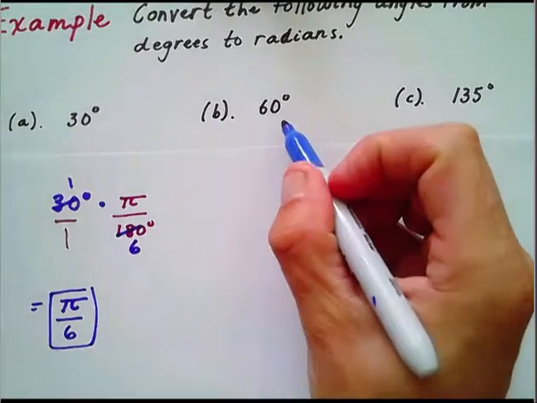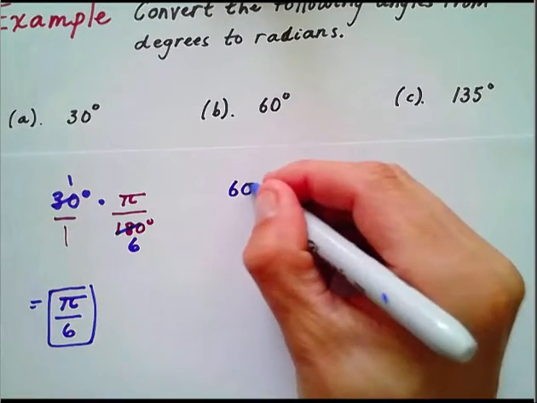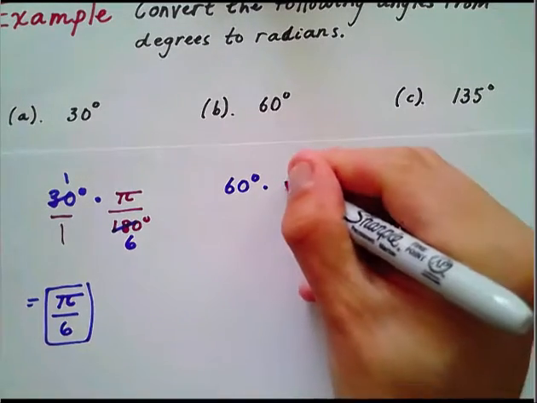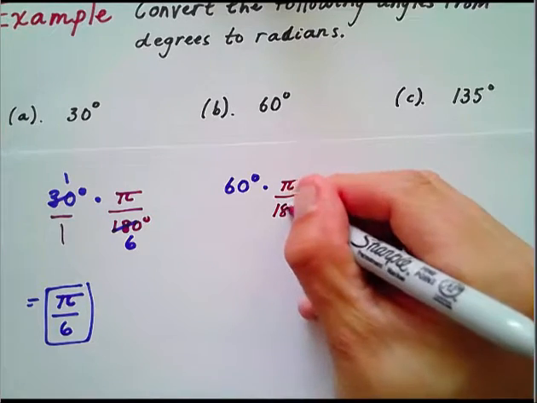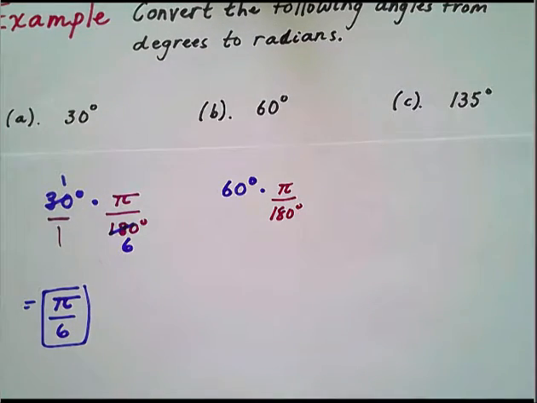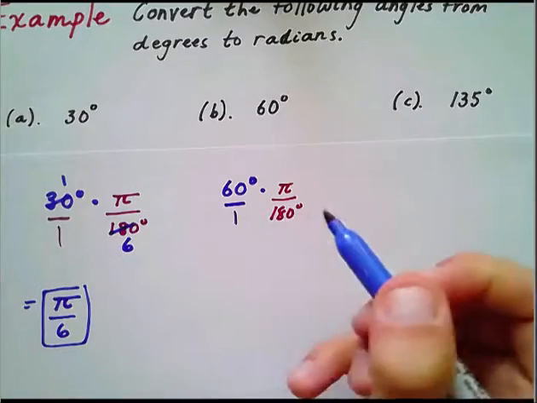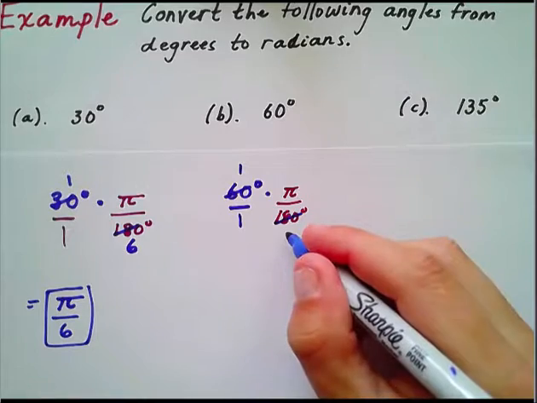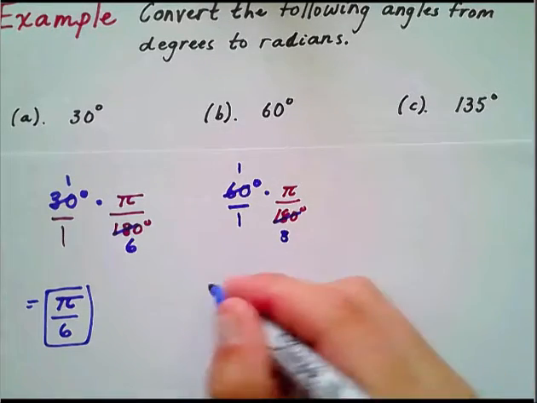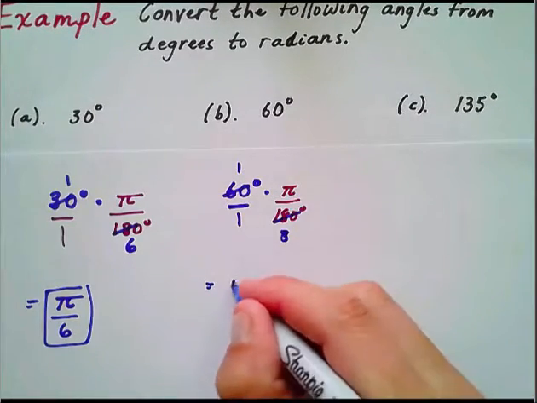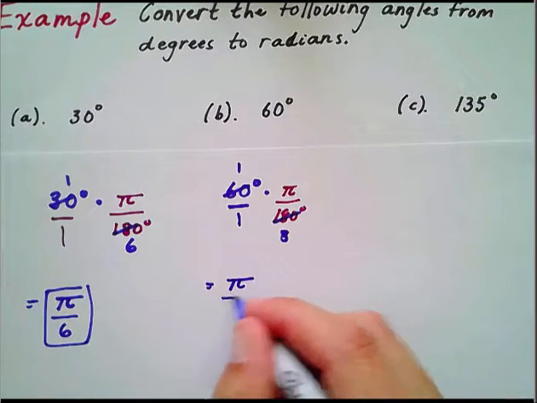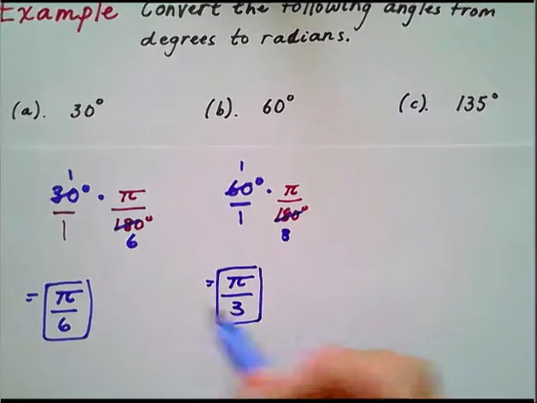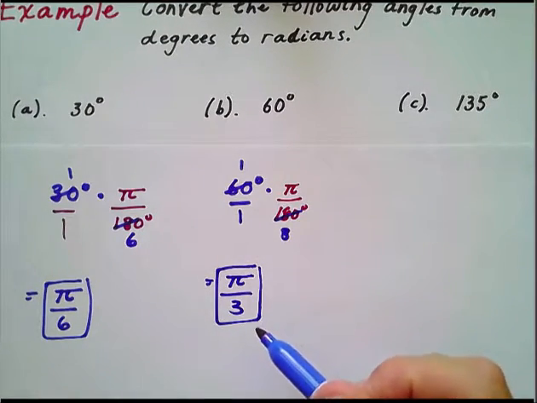Now if we look at 60 degrees, we're going to write 60 degrees times, hopefully you're going to use it, pi over 180 degrees. Now you cross multiply, you simplify if you can. I write it over 1. 60 goes into itself once, 60 goes into 180 three times. So we have 1 times pi, which is pi, over 3. So 60 degrees is equivalent to pi over 3. Now these are going to be key values on the unit circle.